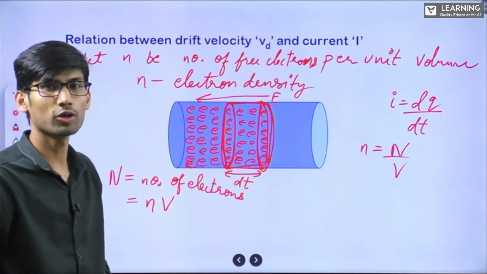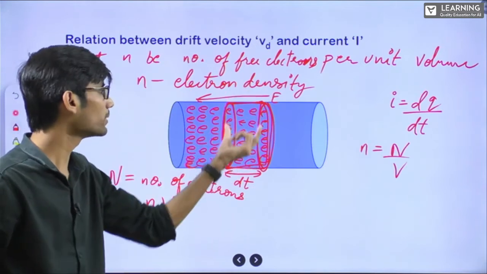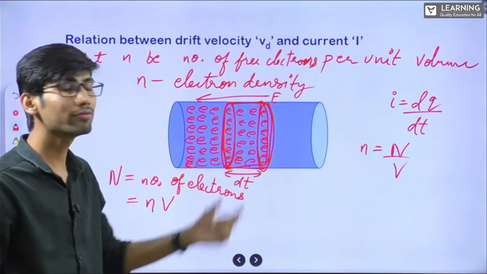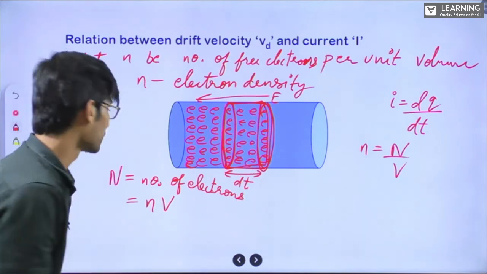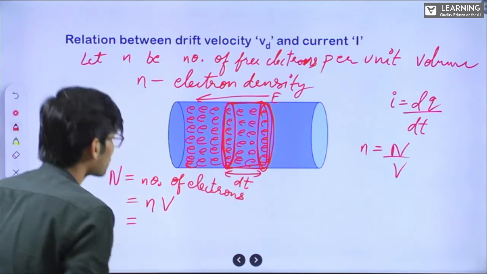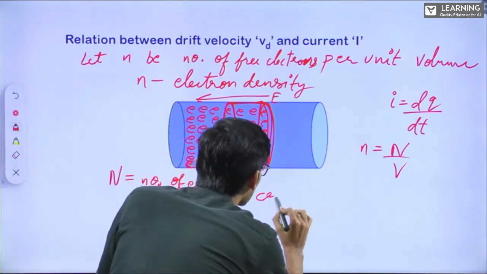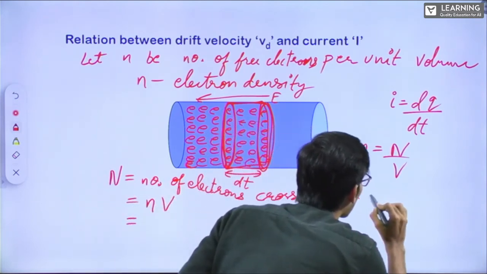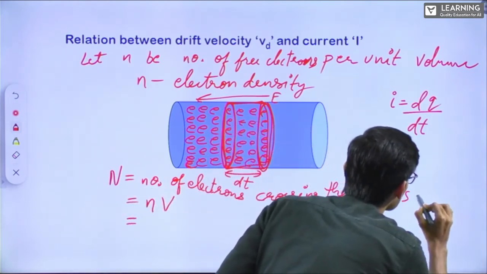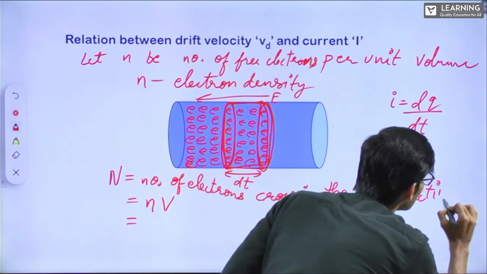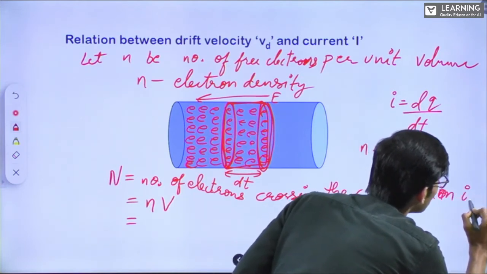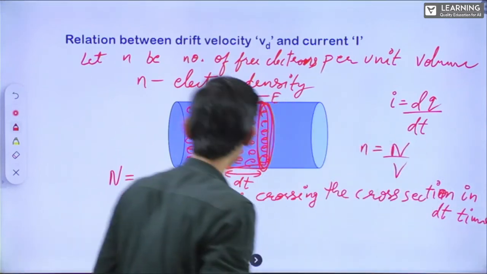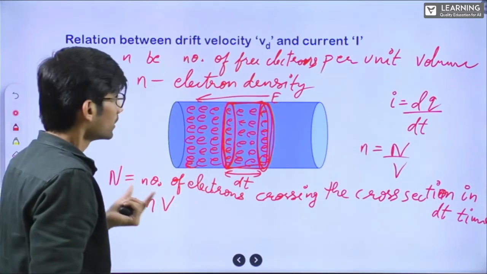What is the volume? Volume means in dt time, in this volume, how many electrons are there, correct? So this volume will be how much? It is the number of electrons crossing the cross section in dt time. This is what this N is, okay?